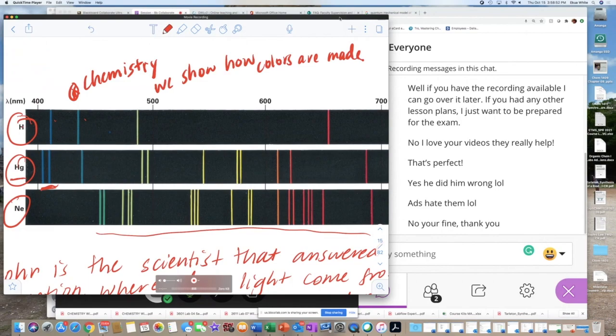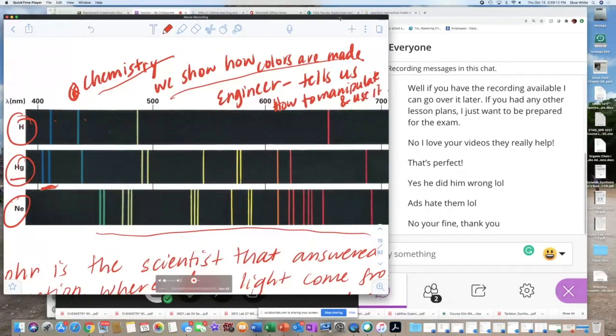So this is where the engineer comes in. While we can tell you how the colors are made and where they're coming from, the engineer tells us how to manipulate and use it. So we're like, okay, we can make colors from elements. But then what do we use it for? I don't know. Engineer comes in and they're like, oh, July 4th.